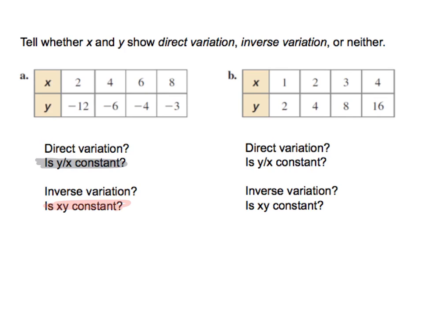So as we look, when we divide y divided by x on the first table, we get negative 6, and then we get negative 6 over 4. That's definitely not constant, which means it's not direct variation. If we look and say, well, what do we get when we multiply x times y every time? We get negative 24, negative 24, negative 24. 2 times negative 12 is negative 24, 4 times negative 6 is negative 24, and so on, which means this table is an example of inverse variation.